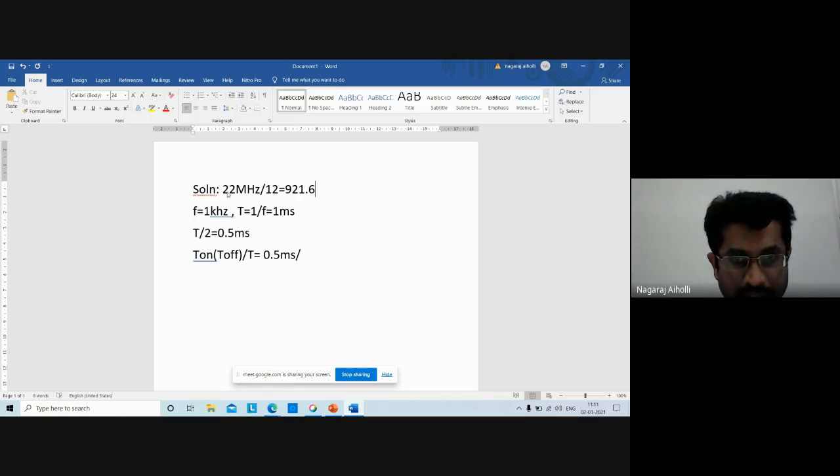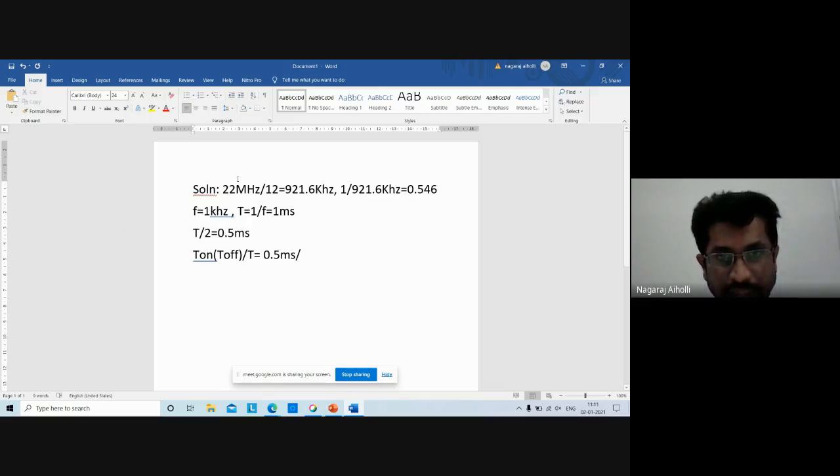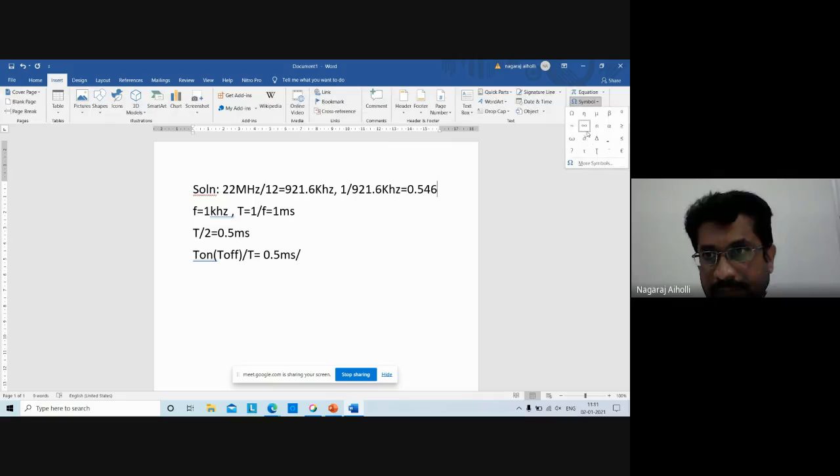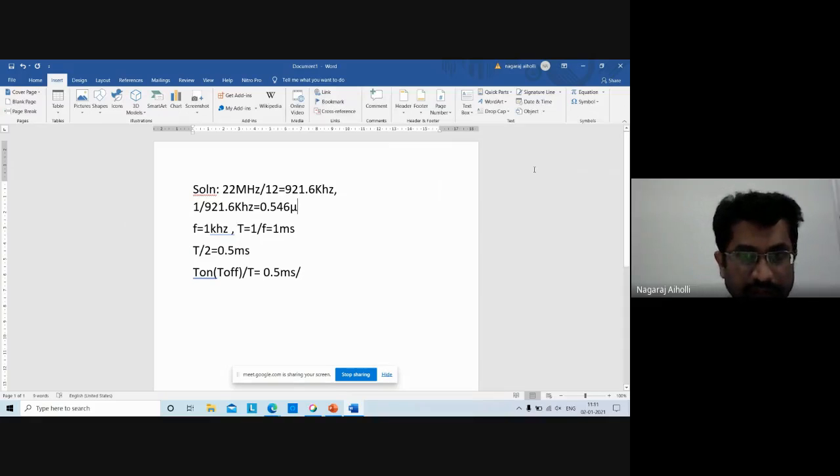That comes out to around 921.6 kilohertz. And if you take 1 divided by 921.6 kilohertz, that comes out to 0.546 microseconds.